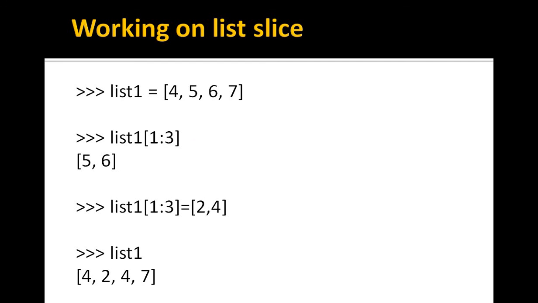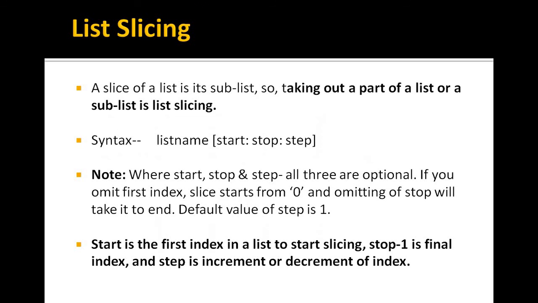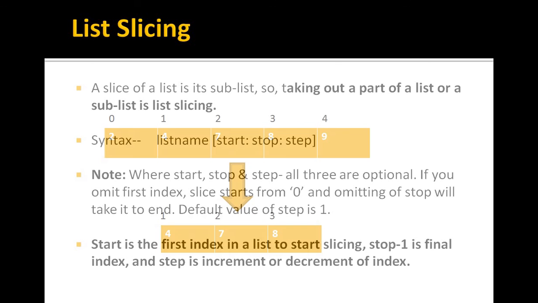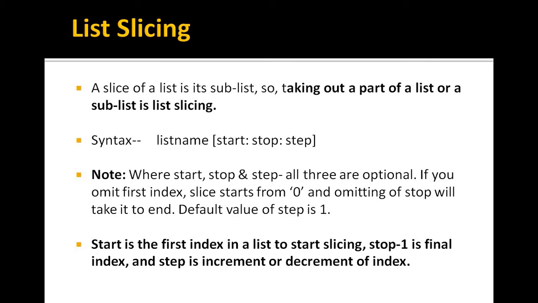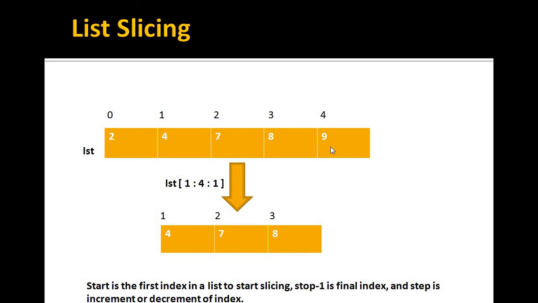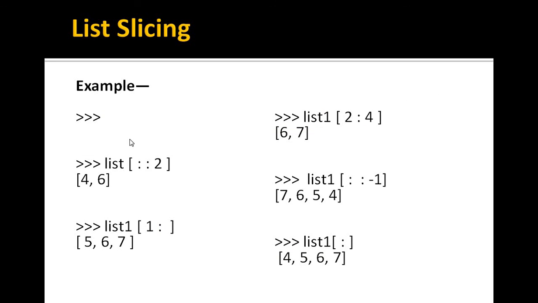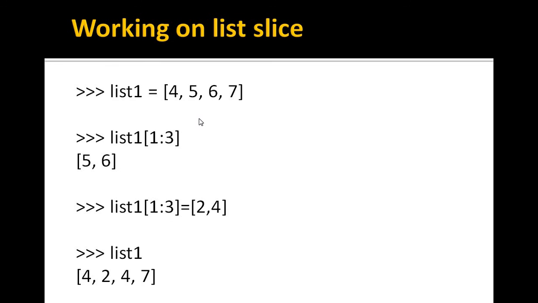So this way you learn what a slice is. A slice is a sublist or part of a list. How to do slicing by using list name, start, stop and step values. And you have also seen some of the examples with which you can work upon the list, and then you go through working on a list slice. You see how we can access a slice and how we can modify a part of a list. That means how we can change a list slice.